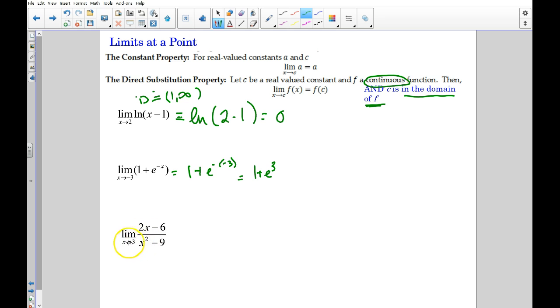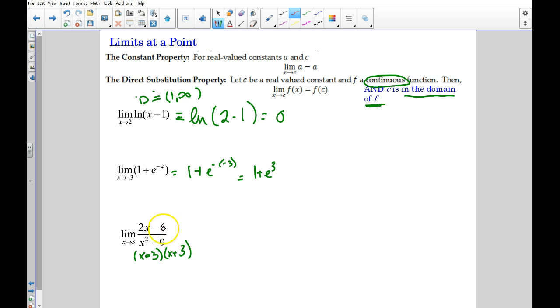This next one: the limit as x approaches 3 of 2x minus 6 over x squared minus 9. If I factor this denominator, this is x minus 3 and x plus 3. If I substitute in 3, that actually creates a problem because that would make my denominator 0, and therefore 3 would not be in the domain. Before we give up though, let's try some algebra.